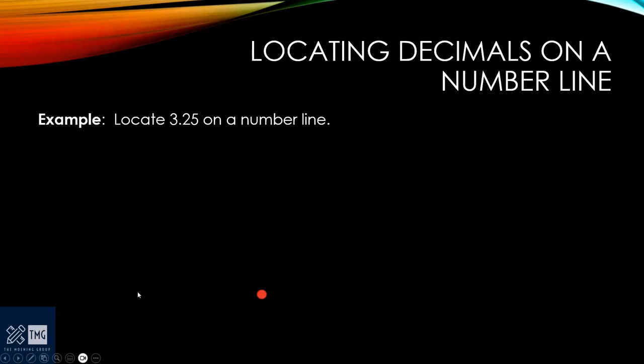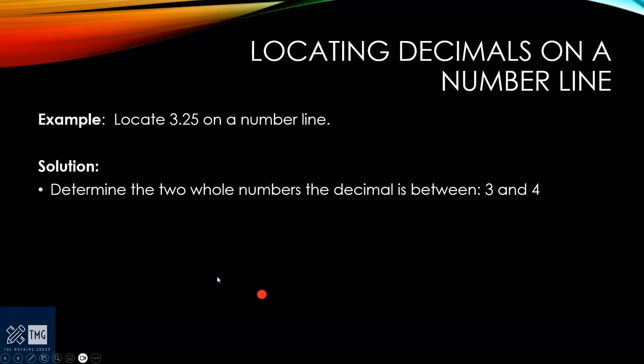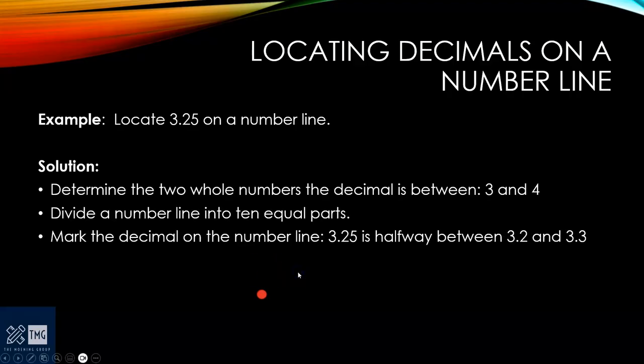Next, let's locate 3.25 on a number line. Again, where do we start? What are the two whole numbers that this is between? 3 and 4, because 3.25, if we round down, we get 3, round up, we get to 4. So those are the boundary points. Then we're going to divide that number line into 10 equal parts.